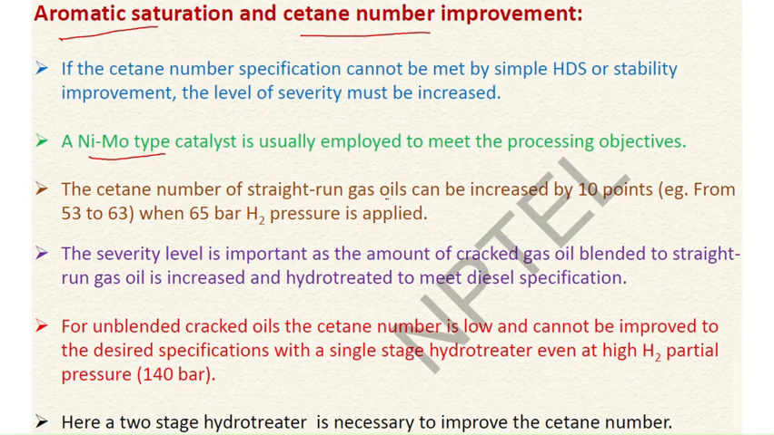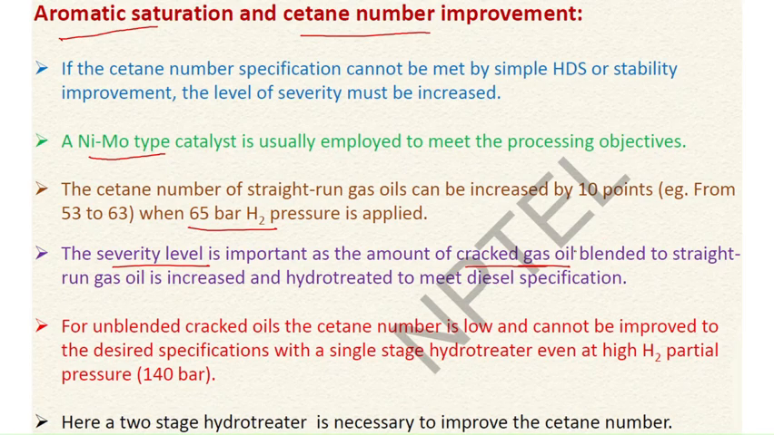The cetane number of straight run gas oil can be increased by 10 points, for example, from 53 to 63, when 65 bar hydrogen pressure is used. The severity level is important as the amount of cracked gas oil blended to straight run gas oil is increased. If this cracked gas oil is blended, then the severity level becomes very crucial, and we need to increase the severity level.